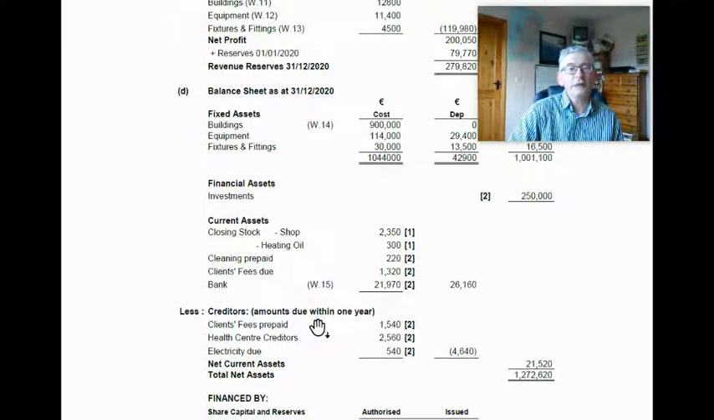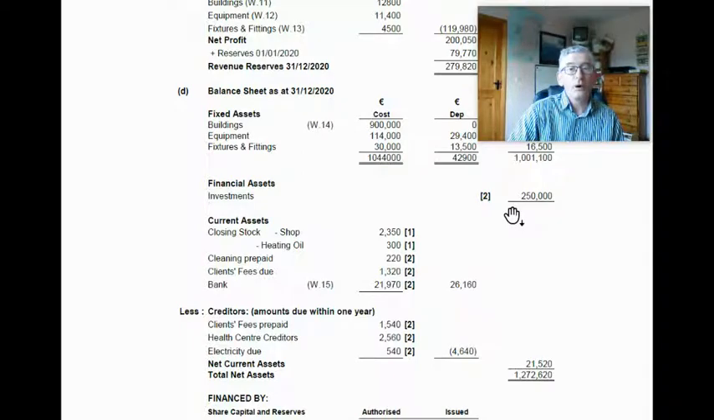And then less our creditors due within 1 year. Our clients' fees prepaid at the end of the year were 1,540. Our health centre creditors are 2,560, and there's electricity due of 540. And when we add those together, we get 4,640. So when we take our current liabilities from our current assets, we get a figure of 21,520.